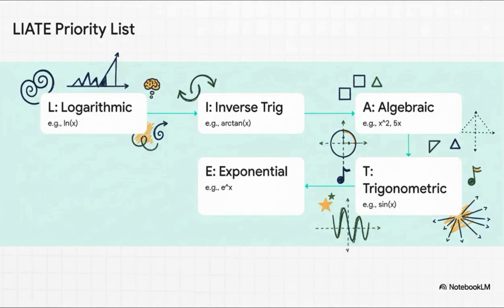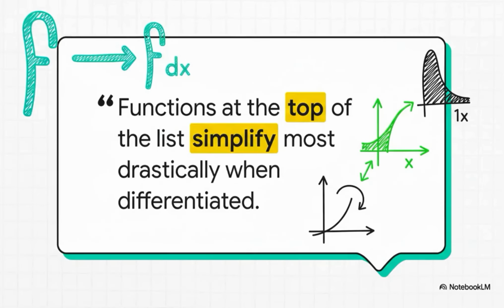L is for logarithmic, I is for inverse trig, A is for algebraic, things like x squared, T is for trig, and E is for exponential. The very first one you hit as you go down the list, that's your u. Simple as that. And this is the brilliant reason why it works so well.